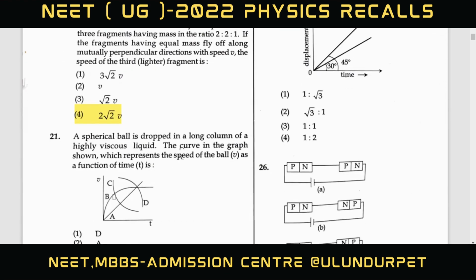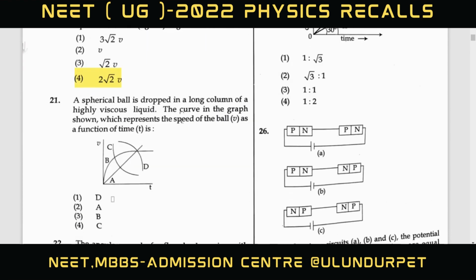21st question: a spherical ball is dropped in a long column of highly viscous liquid. The curve in the graph shown which represents the speed of the ball as a function of time is. The option is 3.